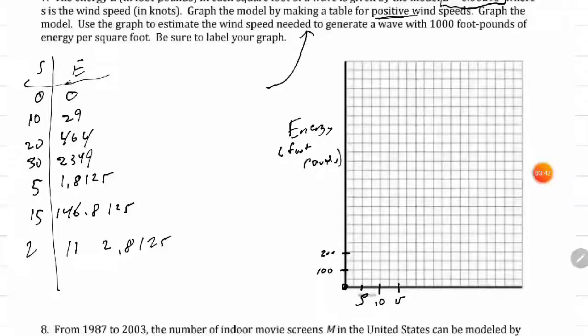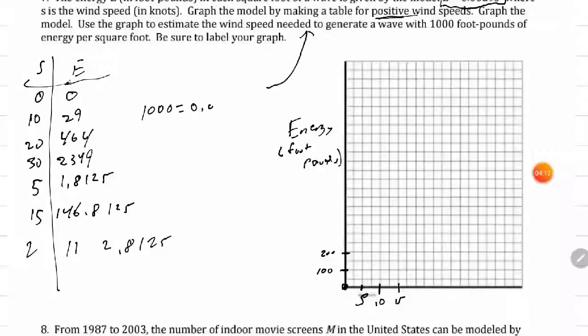Then there was something else in our question. We needed to use the graph to estimate wind speed. If you graphed it kind of correctly, you could look at your graph and say, oh, it's about 25 or something. Or just plug it in the equation. The energy we want is 1,000, and then we're looking for S.